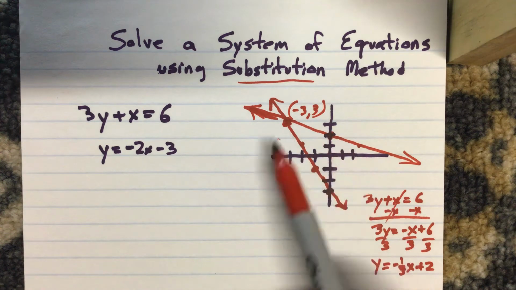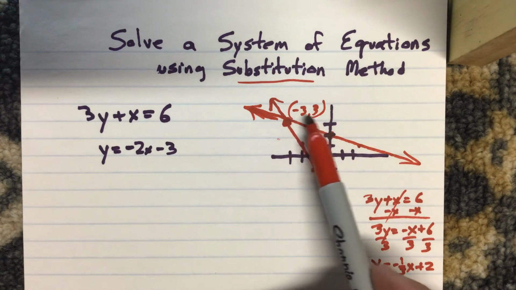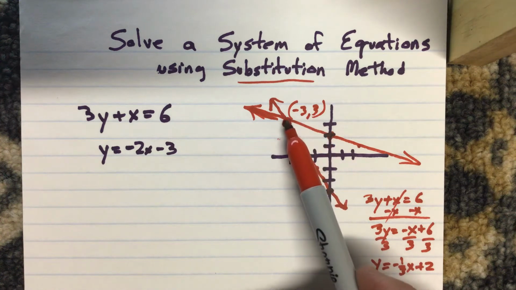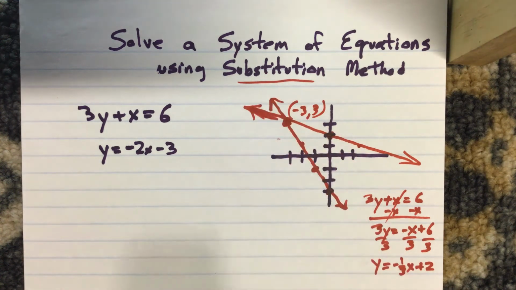So this works nicely when you get whole number answers because you can see it in the graph. But if these were fractional answers at all, you wouldn't be able to tell from the graph exactly what that fraction is where they intersect. So this is a nice method, but it doesn't always work. So we have this substitution method.